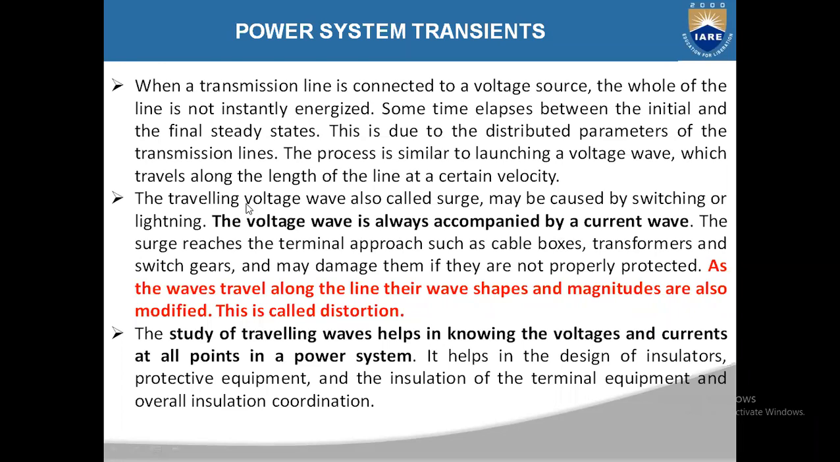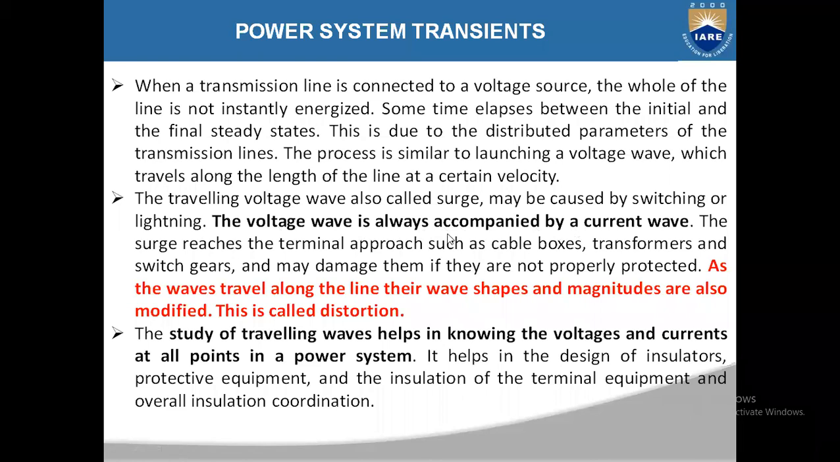The traveling wave can also be called a surge. This surge is mainly caused by switching and lightning. During a switching operation or a lightning stroke, traveling waves are produced on the transmission line. The voltage wave is always accompanied by a current wave. So if there is a voltage wave, there will always be a current wave also.